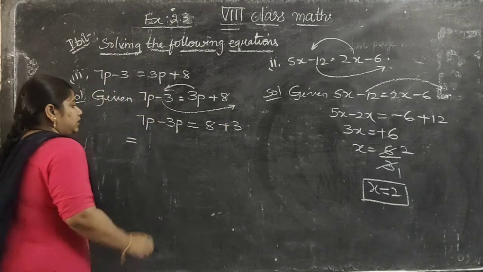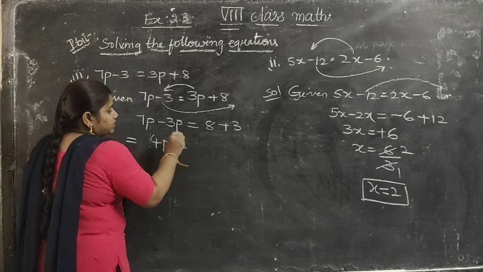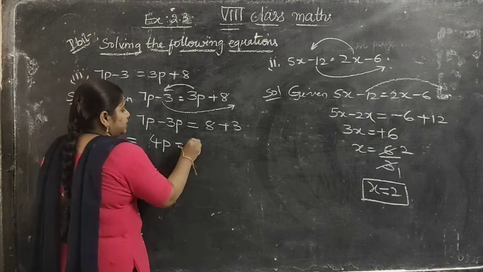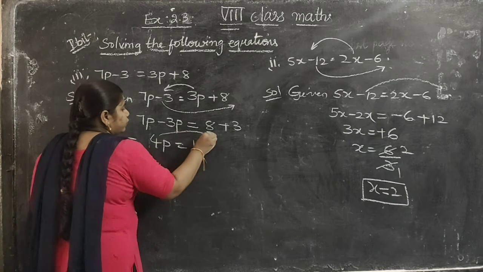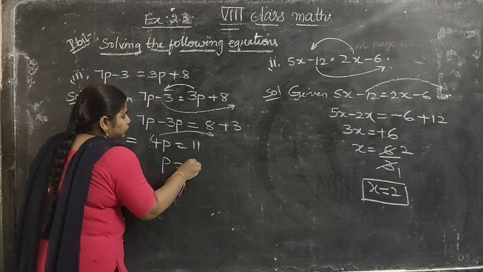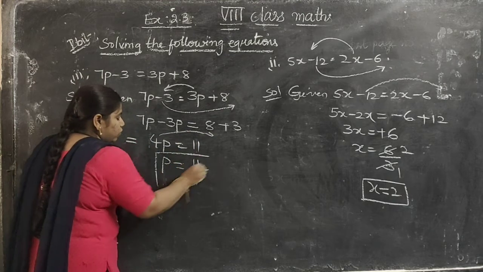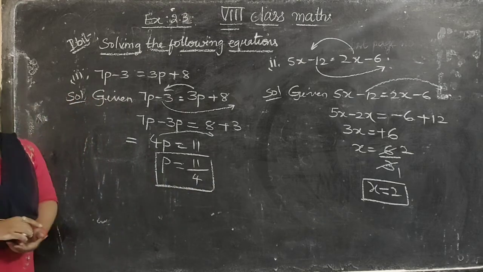So 7 minus 3 is 4. 4p is equal to 8 plus 3, which is 11. Transpose this 4 to the other side. p is equal to 11 by 4. So you got the p value as 11 by 4.